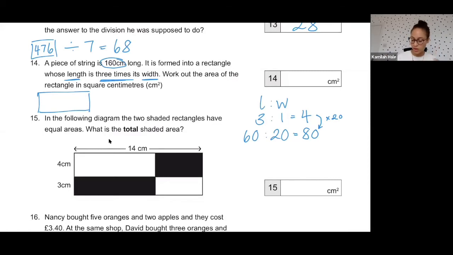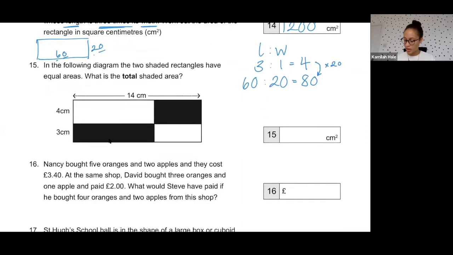Don't do it in a rush because I'm getting some wrong answers. So 20 and 60. 6 times 2 is 12. Add the 2 zeros at the end and you get 1,200 centimeters squared. By the way, if you had, say, forgotten to halve 160, what would be a good idea when you get the length and the width is to check your answer by actually adding those up to see if you get 160. Because if you hadn't done it properly, you wouldn't get the right perimeter when you added them up.